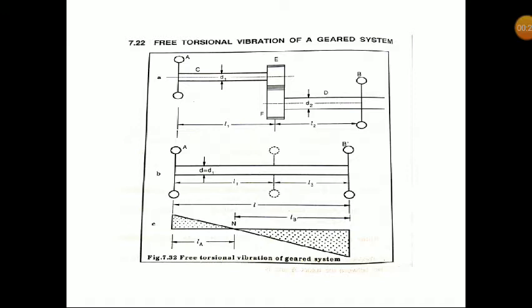Rotor A is on one shaft. Shaft C is connected through pinion E. Means here you can see a shaft C attached to rotor A, and that shaft is connected to pinion E. E is the pinion, and the gear is F. Pinion E is connected to gear F, and gear F to the rotor B on the second shaft D. Here you can see between gear F and rotor B there is another shaft D.